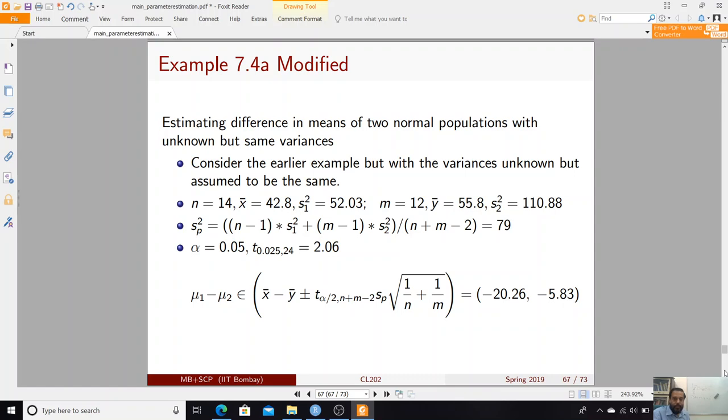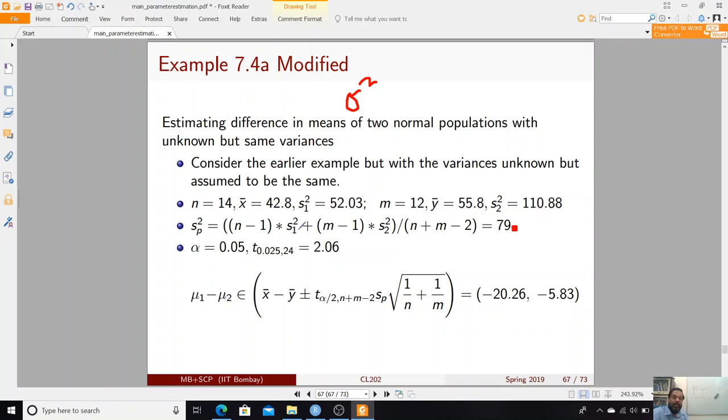Okay, so let's take an example where you estimate the difference in mean of two normal populations with unknown but same variance. It's the same example of testing the insulation cables, but here we will make an underlying assumption that sigma square is constant. In the previous example we had taken it as 40 and 100. Here it is constant but unknown. So the first step is to find the pooled variance, which turns out to be 79.